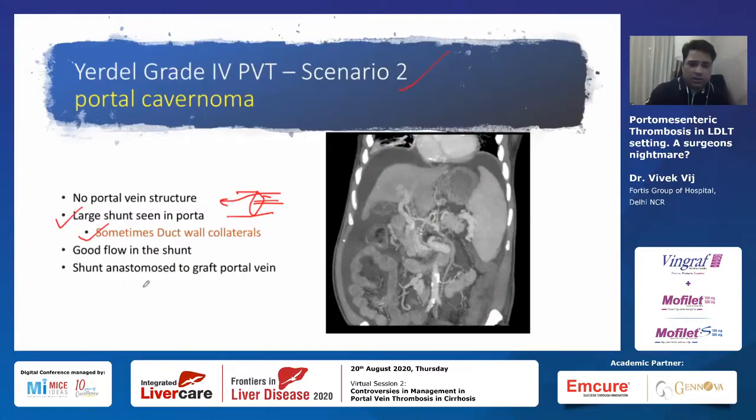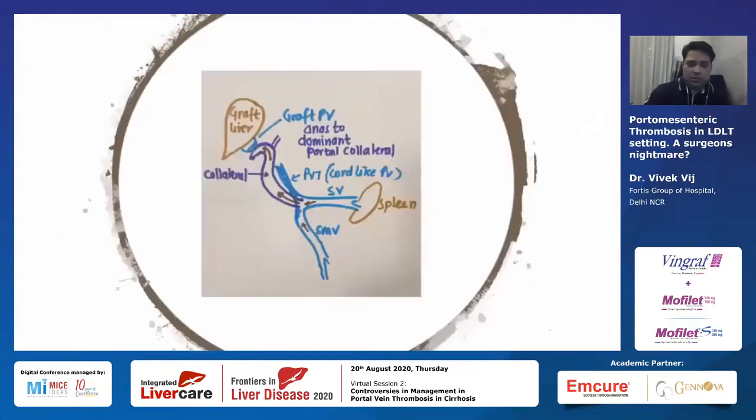Good flow in the shunt is very important because you have to ensure that the shunt flow is good. Like in this case, the portal vein was really cord like, which could not be recanalized. There was a big collateral in the porta hepatis which was joined. And while joining the collateral, my technique is to evert the wall of the collateral and join it to the new portal vein. Eversion will give you more strength to anastomose.